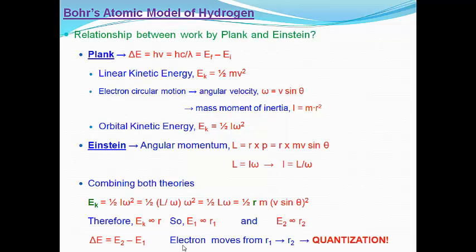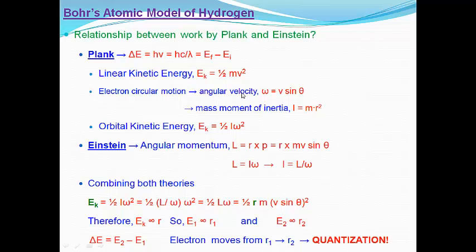Now let us see how the relationship between Planck's hypothesis and Einstein's hypothesis of angular momentum shows us quantization. Again, Planck's hypothesis: delta E is equal to h nu, which is equal to hc over lambda, which is equal to final energy minus initial energy. Final energy state minus initial energy state. Alright? Now, what is this energy? We know that if a particle is moving, it has a particular kinetic energy, and that kinetic energy Ek is equal to half mv squared. But the electron is moving in an orbit, and so it doesn't have a linear kinetic energy. It has an angular kinetic energy, a kinetic energy associated with its angular motion.